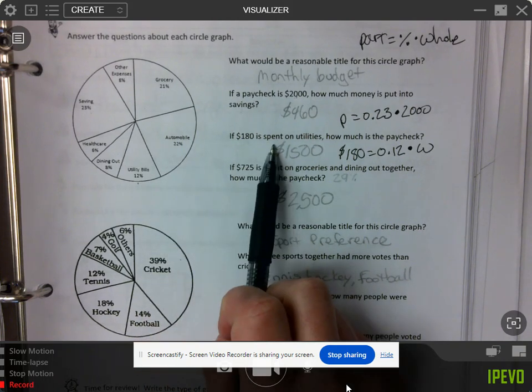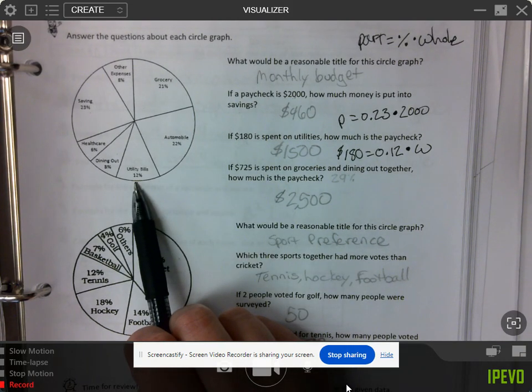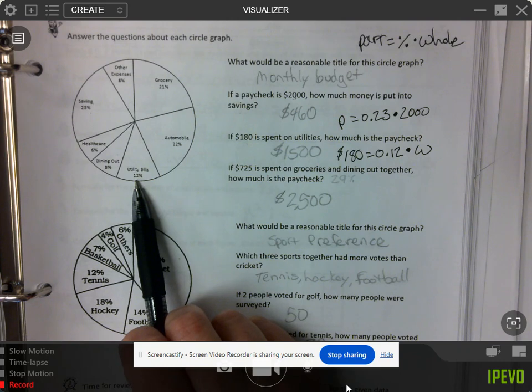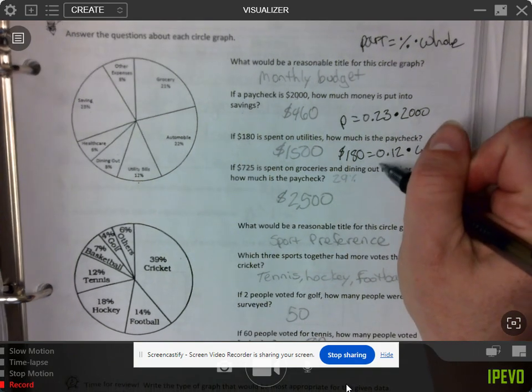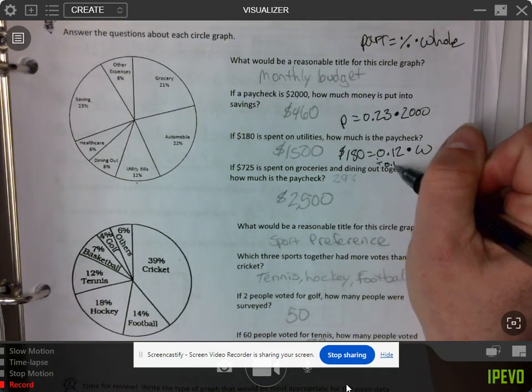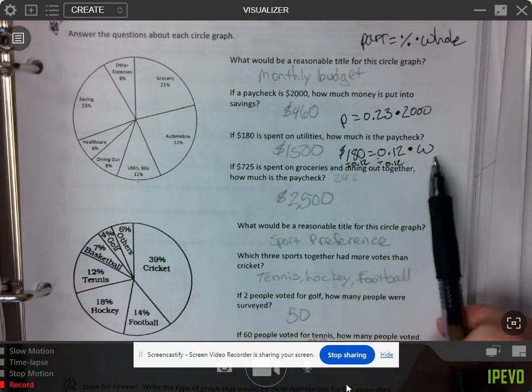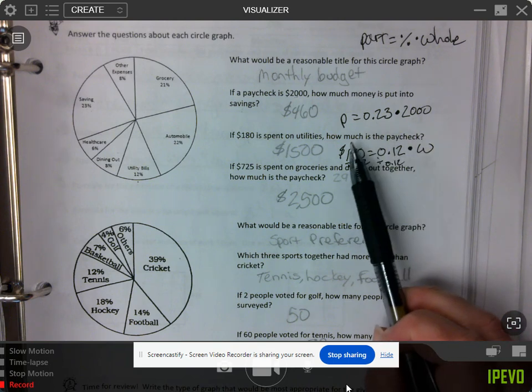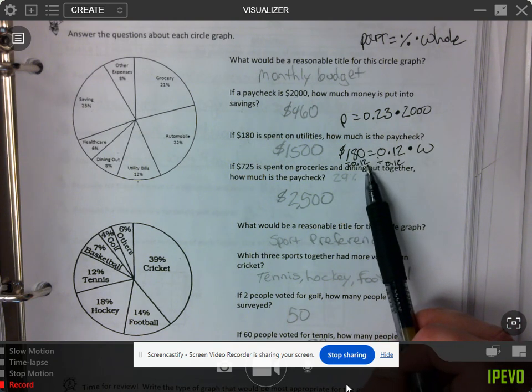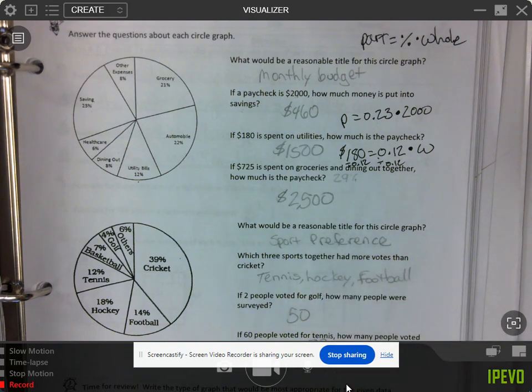So if I look over here at utilities, what is our percentage for utilities? That's how I got 0.12, because that's the utilities percent. Does that make sense? So I'm going to divide by that 0.12 and divide by 0.12. And I get left with my whole by itself. 180 divided by 0.12 gives me that $1,500. So that equation is important to use.